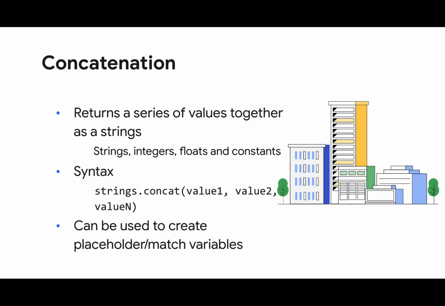Strings.concat can be used in the outcome section to gather values into a single field, but can also be used in the events and match section. Today we'll demonstrate these examples along with using it as a match variable in our rule.